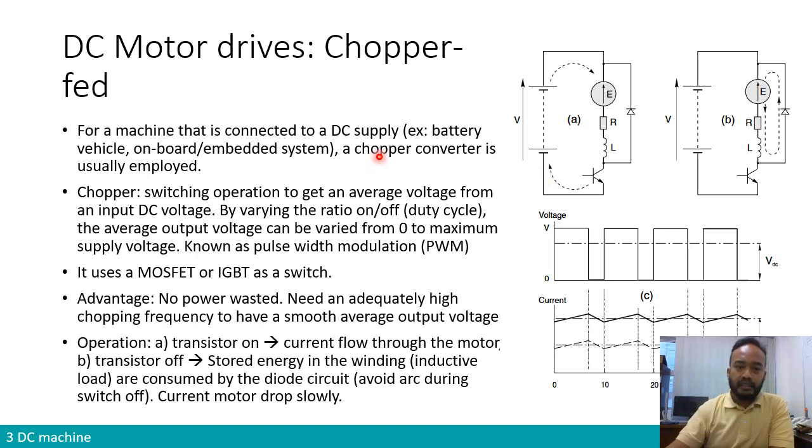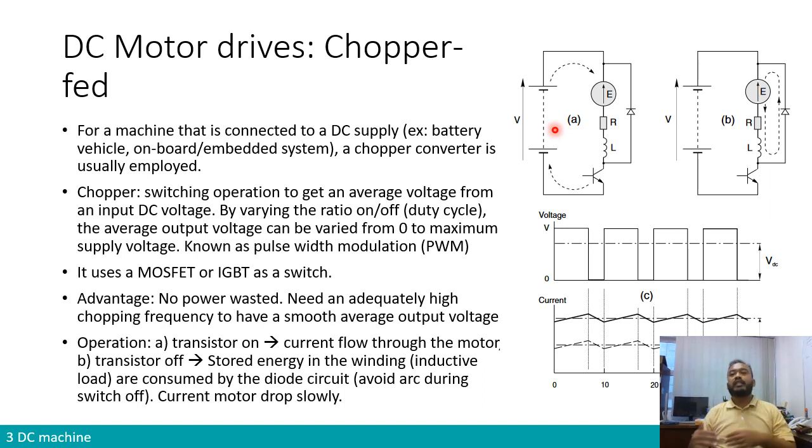This is especially true for applications that are on board or embedded, where you are supplying it using a battery, such as a battery vehicle or any other embedded system. So a chopper converter is usually employed. So what is the difference? The difference is that instead of rectifying, because we already have a DC supply, we don't need to rectify the voltage anymore. It is already in DC.